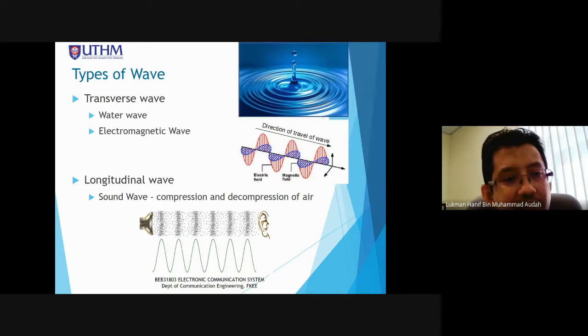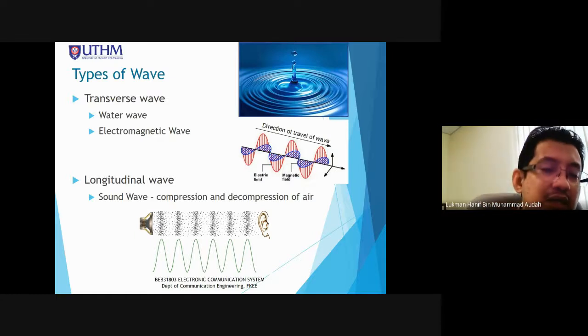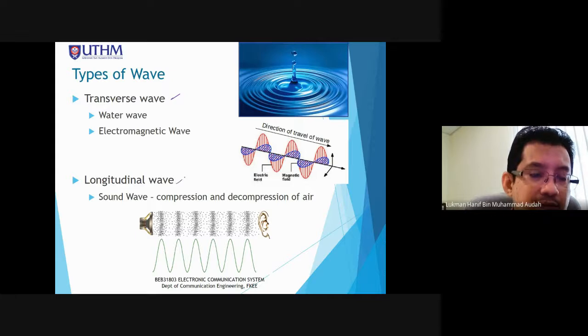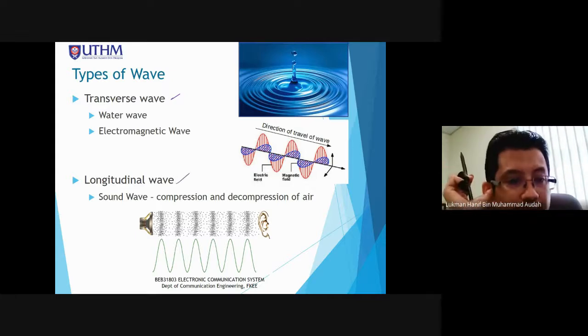Okay. Type of waves. Ini dia start dengan introduction of type of waves. So type of waves can be transverse wave and also longitudinal waves. Ada 2 jenis gelombang. Jenis-jenis gelombang ada 2, transverse wave dan juga longitudinal waves.